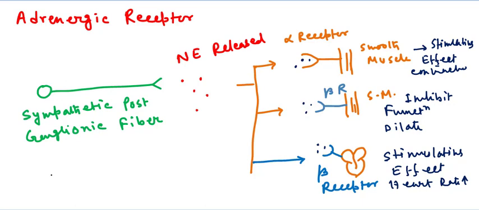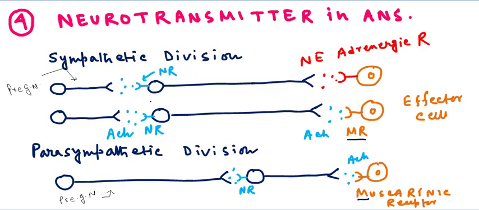Okay, now you have understood the different types of receptors and the different types of neurotransmitters in the autonomic nervous system, and also their functional differences. And in the next tutorial video we will be talking about the release of epinephrine and norepinephrine, which is controlled by our central nervous system.